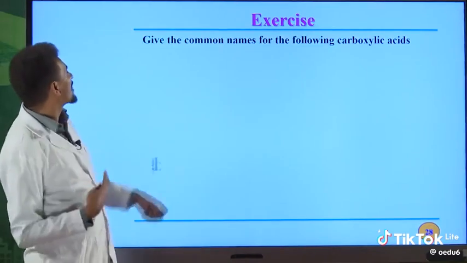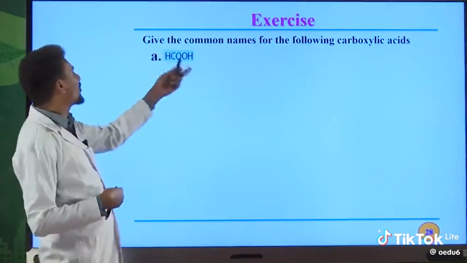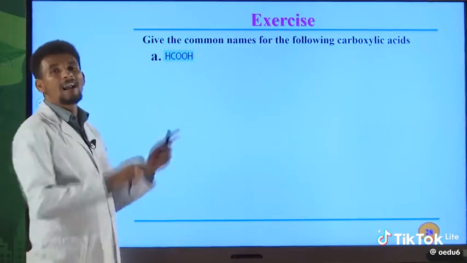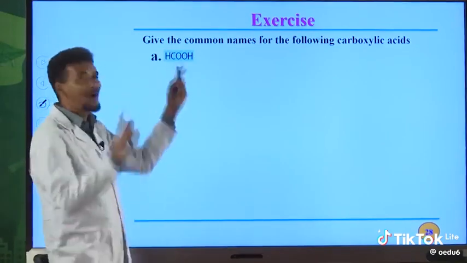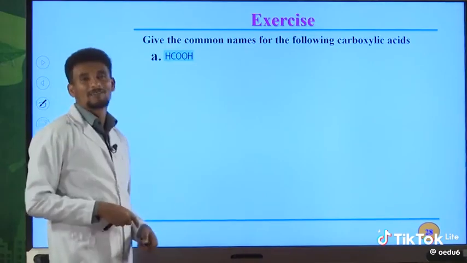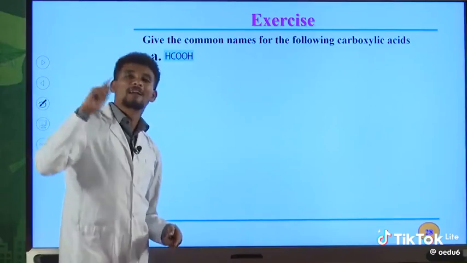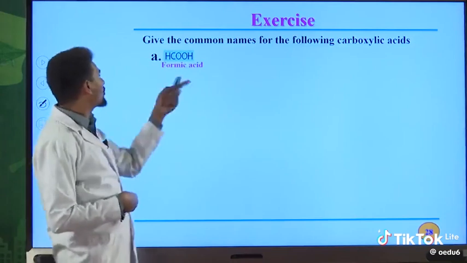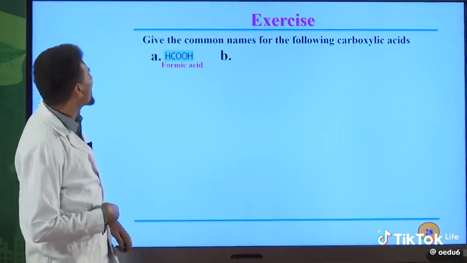How can we name the common names and IUPAC names for carboxylic acid? I already told you how to name the common names for straight chain, aliphatic, saturated carboxylic acids. So we have only one carbon atom. This is formic acid. It is derived from the Latin word formica, which means ant. I already told you about this one. So formic acid is the common name for this carboxylic acid.